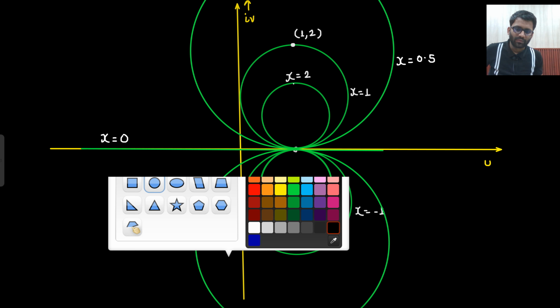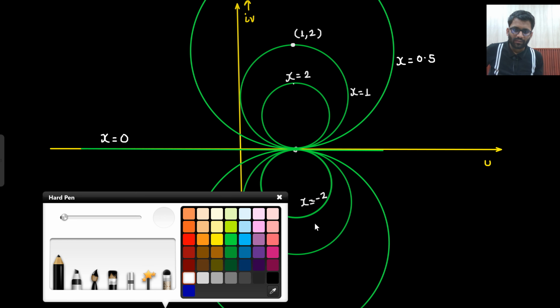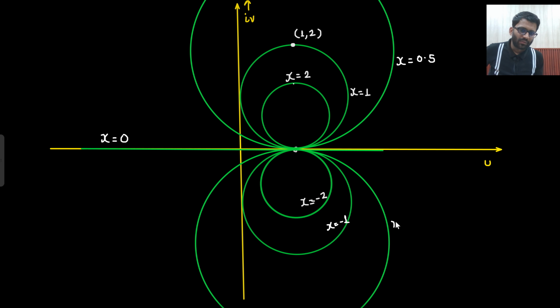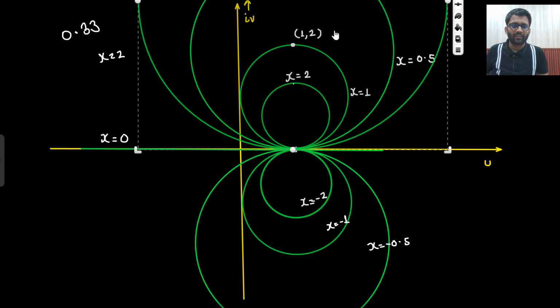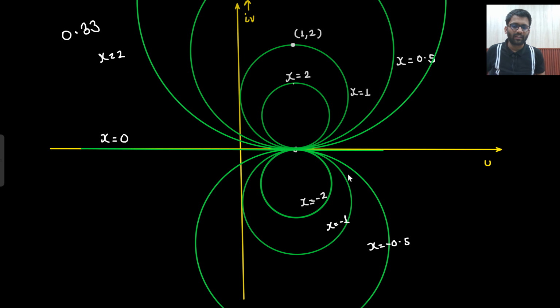This was your x equals to minus 1. Now this we are getting for x equals to minus 0.5. Now what do you think if x is equal to 0.33? Let's go here: if x was 2, then this was the circle. If x was 1, then this was the circle. If x was 0.5, then this is the circle. If x is reducing more, let's just say if x is 0.33, then what would be the circle? Then the circle would be somewhat like this, right? This circle is for x equals to, let's just say, 0.2.